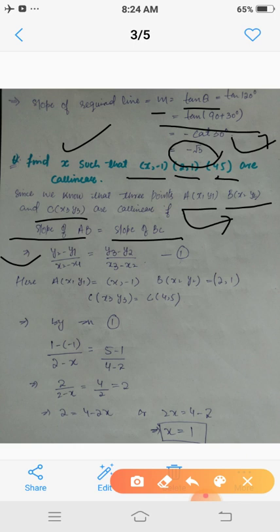So substituting in the formula, we simply get x equals 1. So this means that these three points (x, -1), (2, 1) and (4, 5) are collinear if x equals 1.